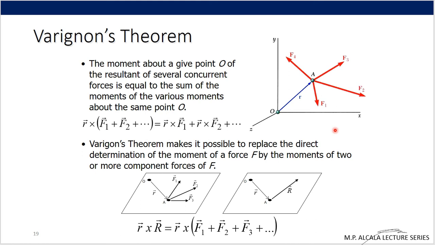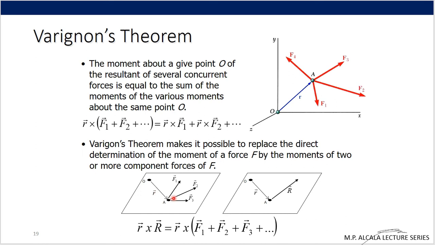Varignon's theorem essentially states that the moment about a given point O, actually we will be discussing this when we talk about the centroid, okay? But for this case, it's simply the sum of all forces and the sum of the moment arms, and you can easily distribute it in this case. Varignon's theorem makes it possible to replace the determination of the moment of a force F by the moments of two or more component forces of F.